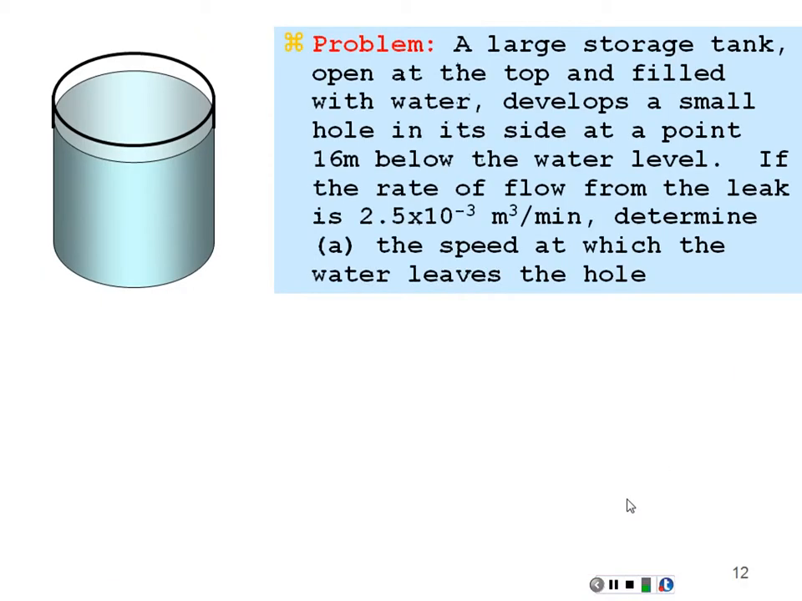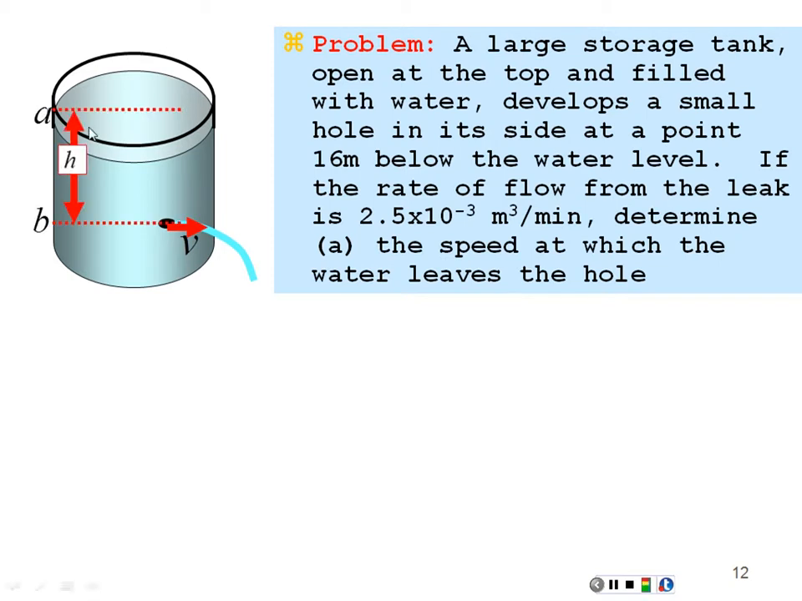Let's try another Bernoulli's problem. A large storage tank open to the top and filled with water develops a small hole in its side at a point 16 meters below the water level. If the rate of flow from the leak is 2.5 times 10 minus 3 cubic meters per minute, determine the speed at which the water leaves the hole. Well, let's apply Bernoulli's formula to this situation and find the speed at which the water leaves the hole.